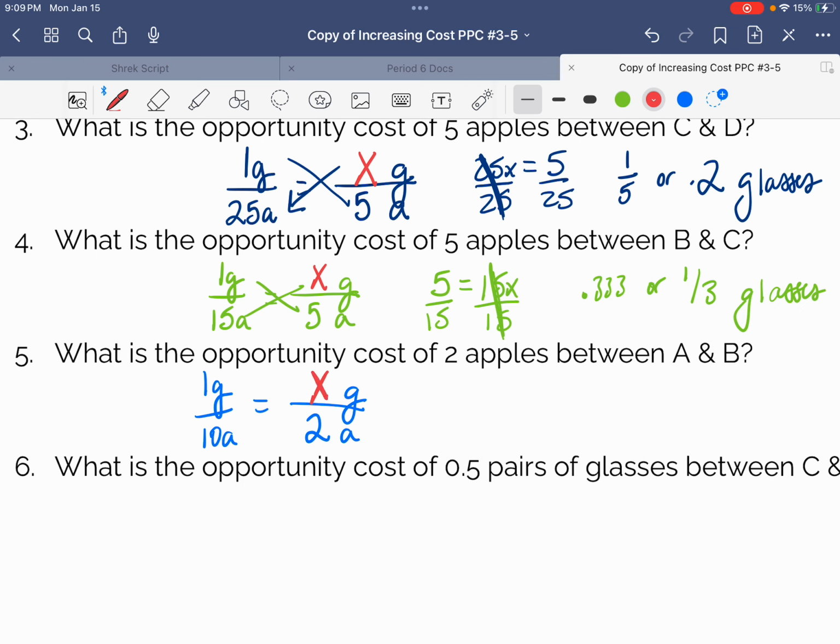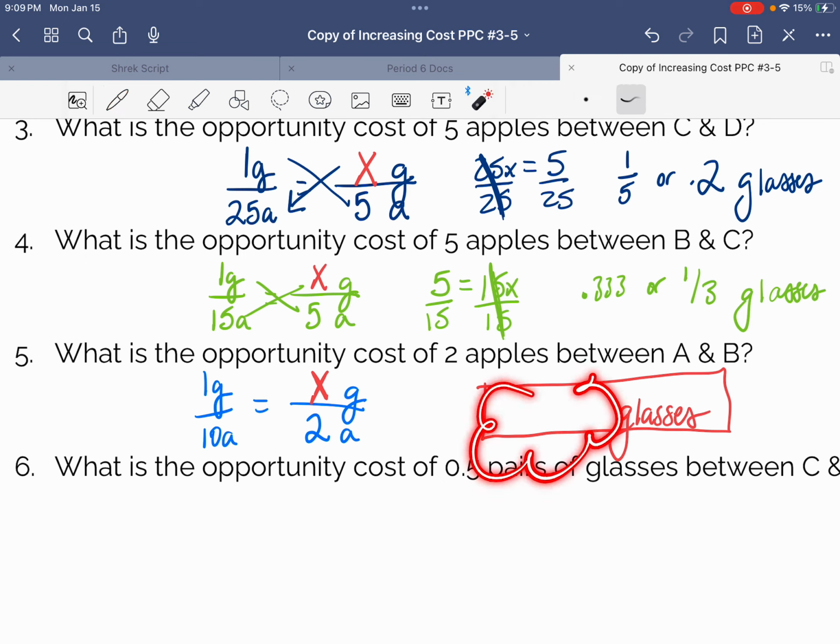And that's where I'm going to leave you. I'm going to make you do it by yourself. So pause the video right now. Do this by yourself. And then you're going to cross multiply, you're going to divide, and you're going to end up with an answer and a label. And I'll go ahead and tell you, your label is going to be in glasses. You need to fill this out right here. Go ahead and do that right now.